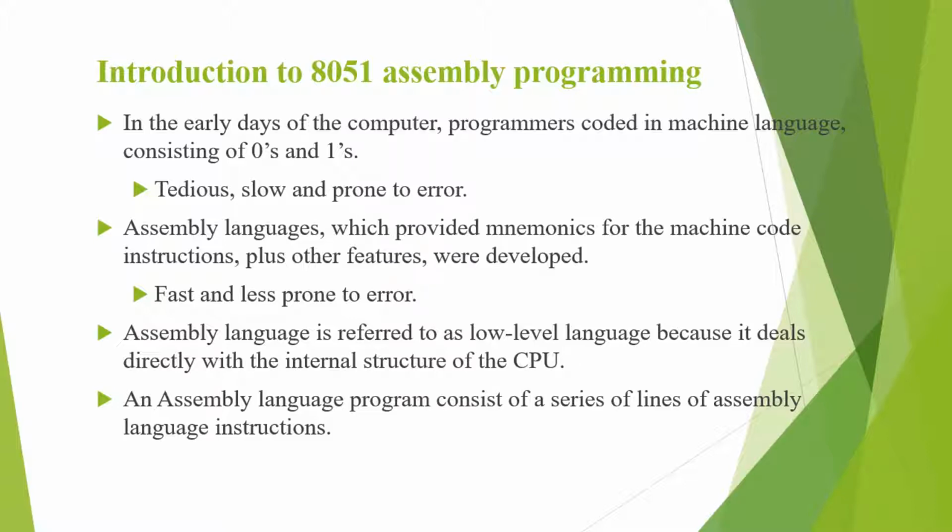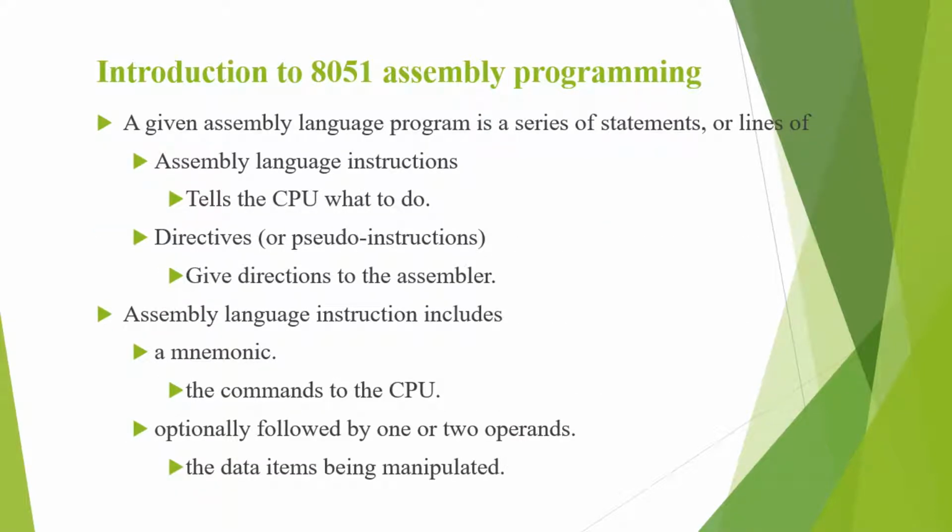Assembly language is referred to as a low-level language because it directly deals with the internal structure of the CPU. The programmer should know all the registers of the CPU and the size of each of them for programming in assembly language. An assembly language program is a series of statements or lines of assembly language instructions and directives or pseudo instructions. Assembly language instructions will tell the CPU what exactly is to be done, whereas directives will give directions to the assembler.